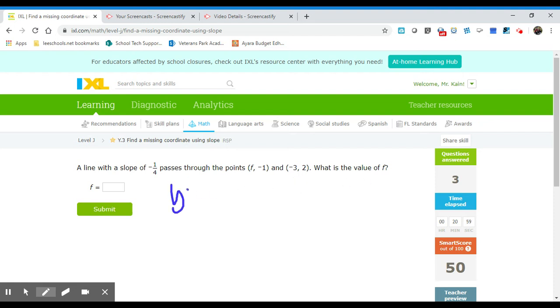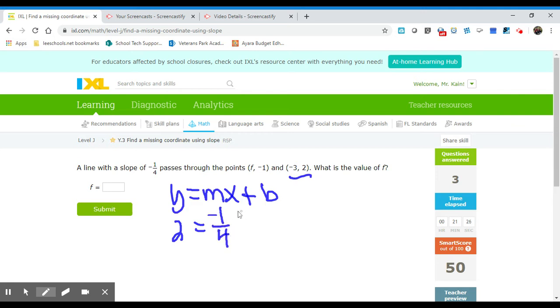We always use our equation of a line. We also call this y-intercept form or slope-intercept form. So let's plug in what we know. We have to use this ordered pair. We know our y value is 2, and we know our slope is -1/4.